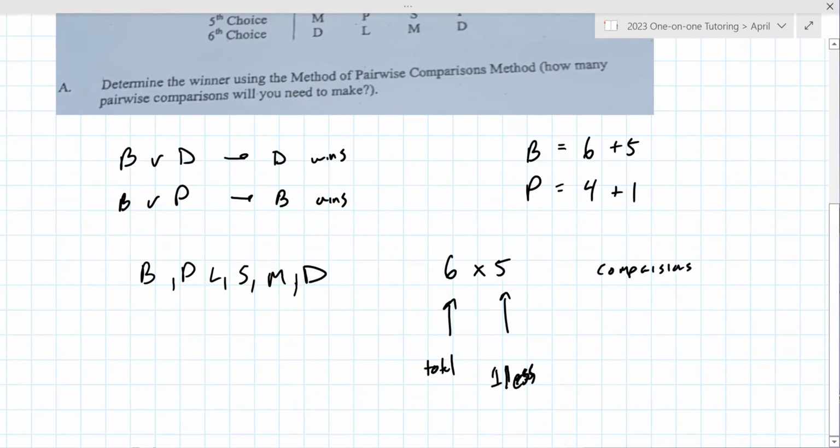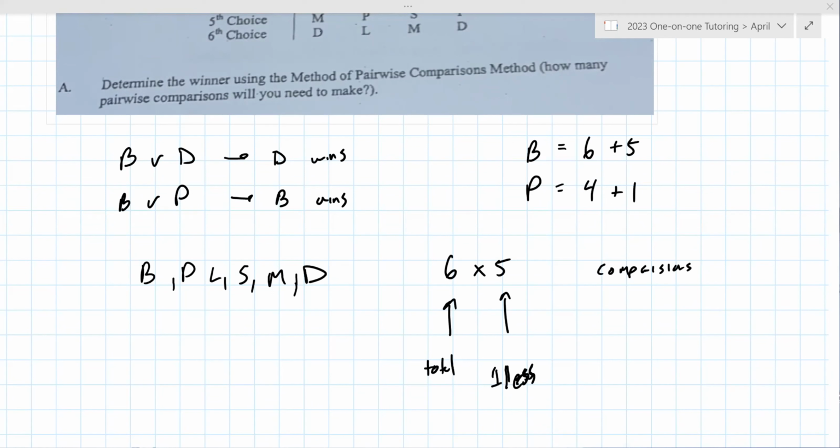Okay. So there's 30 comparisons to make, right? That's a lot. I think that's why it was written that way, because there's so many to make in this problem. So let me see what the rest of that page says.